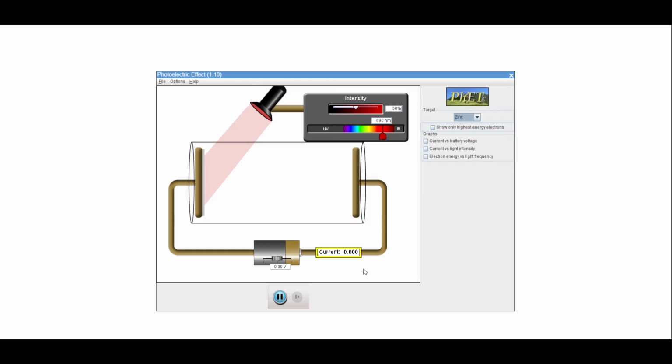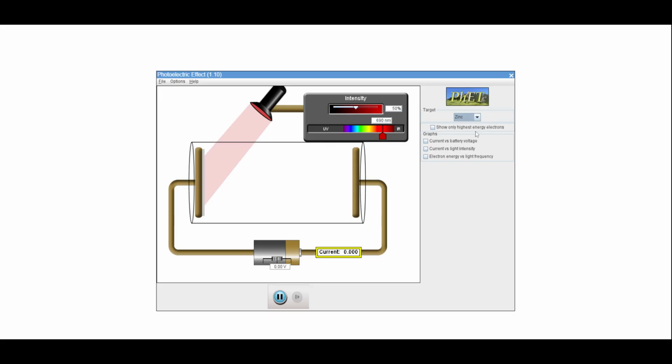This is a simulation of the photoelectric effect. We have a lamp which is emitting light. We can control the intensity of the light and we can control the wavelength of the light that's being emitted. The light is shining onto a metal plate and we can select which type of metal from this drop-down box.